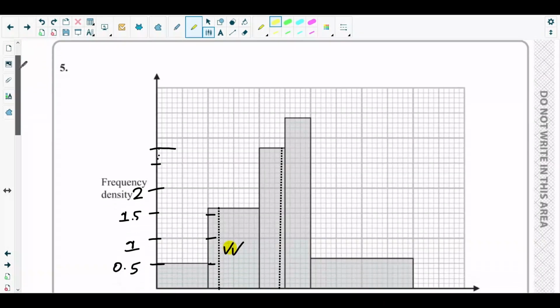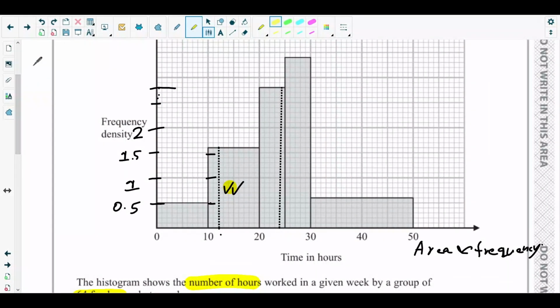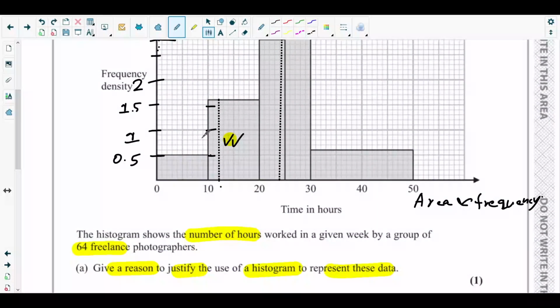Okay, so median class would be the class where the 32nd data value lies. So let's find it out using the cumulative frequency. From 0 to 10, the total area is what? 10 times half, which is 5. So 5 people are there. Frequency is 5. Okay, next is 10 to 20. What's the area of this bar? 10 times the height, 1.6. So 1.6 times 10 gives you 16. So 16 plus 5 is 21. Okay, but we need the 32nd.